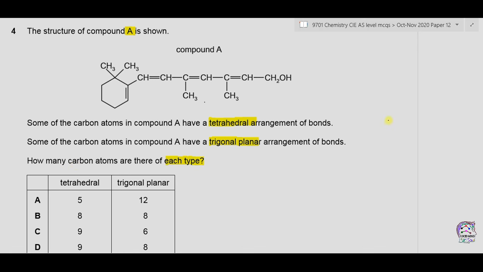In tetrahedral arrangement, one carbon makes 4 single covalent bonds with 4 other atoms, and the bond angle is 109.5 degrees. While in trigonal planar, we take a double bond as a single bond, so in total there are 3 bonds and the bond angle will be equal to 120 degrees.